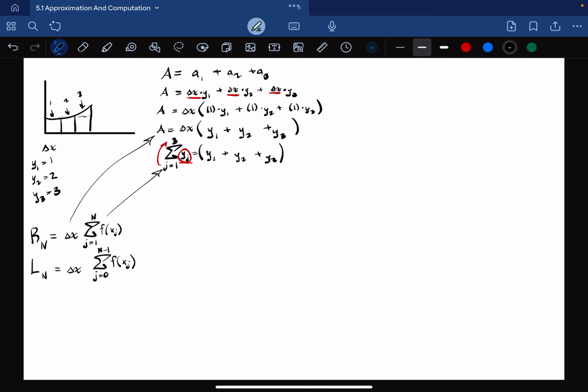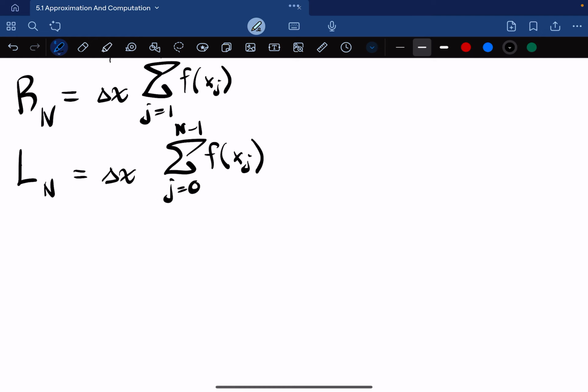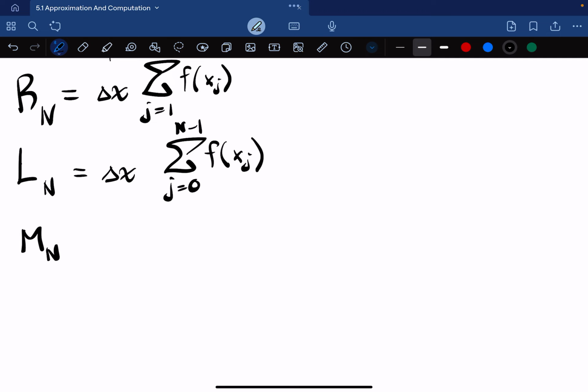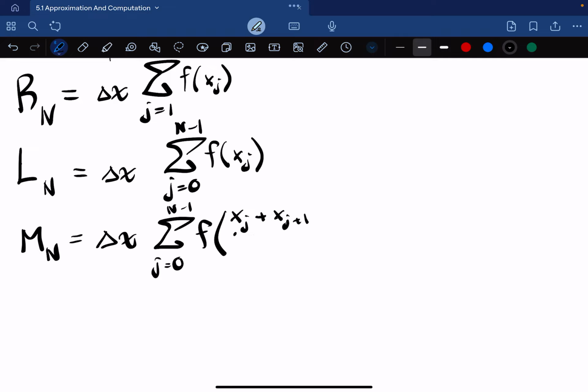Now, midpoint is where things get interesting. Midpoints have a very unique formula. The summation part, surprisingly, is the same as Ln. But where it gets complicated is what goes within this function term. You end up getting x of j plus x of j plus 1, over 2.